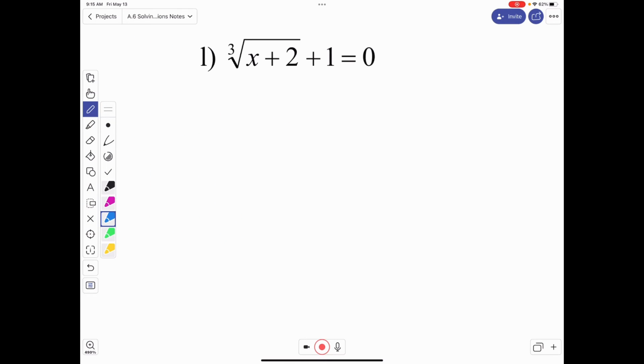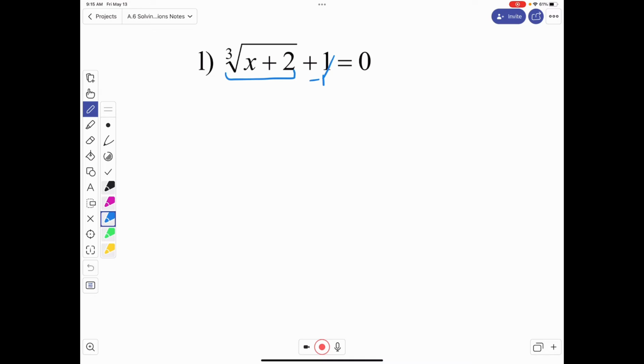All right, so for L, now I've got the cube root. You've got to get this isolated, though, before you start solving, so I'm going to subtract 1. So I have the cube root of x plus 2 equals negative 1. Now, normally square roots can't equal a negative number. And if this was the case, you would stop. You would say no solution. But cube roots can, because odd powers can give you negatives.